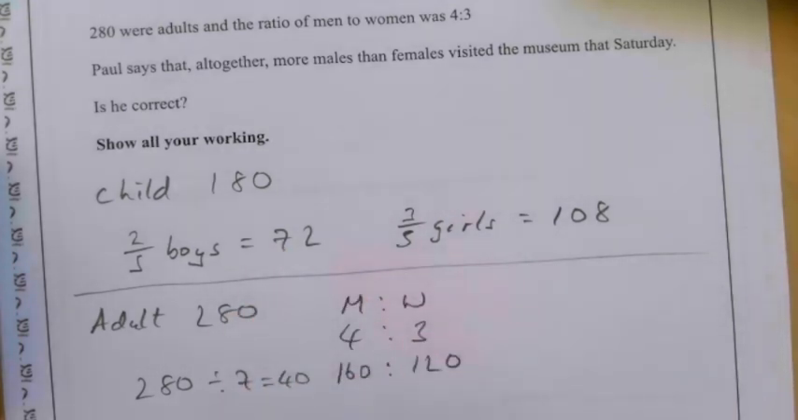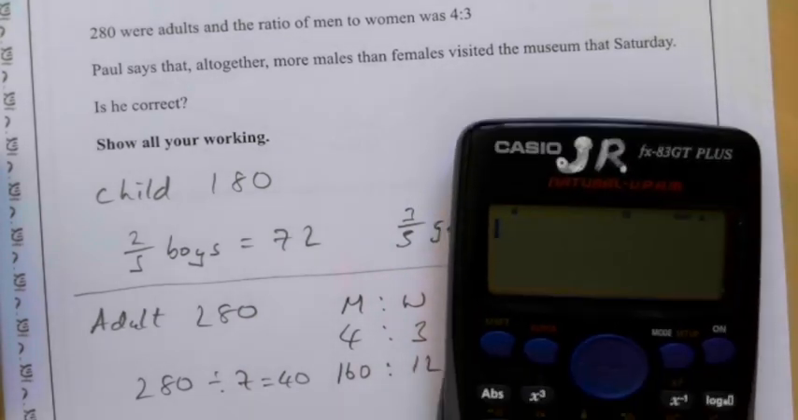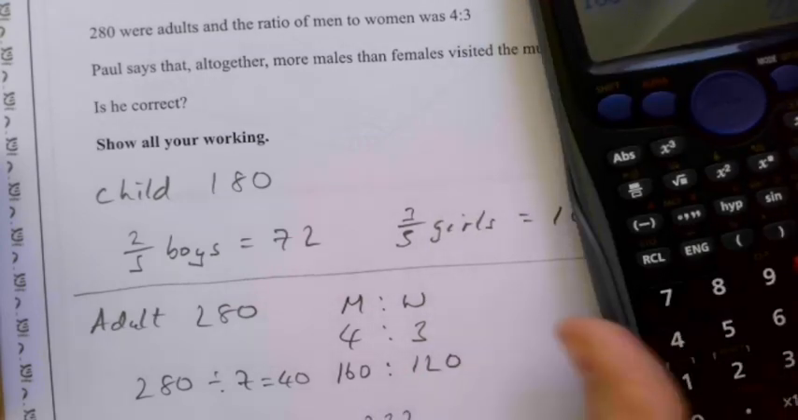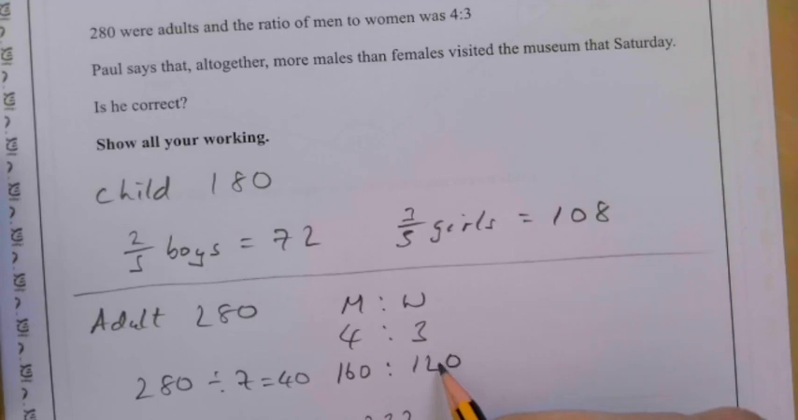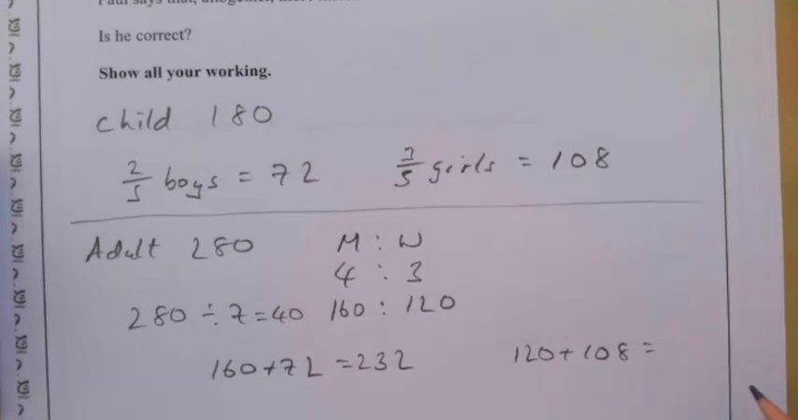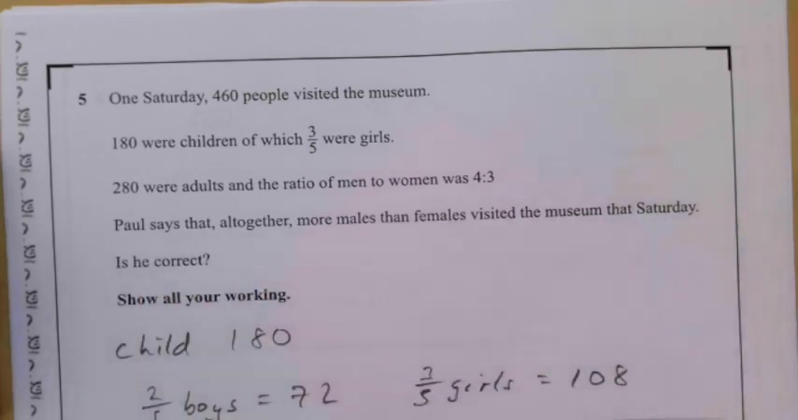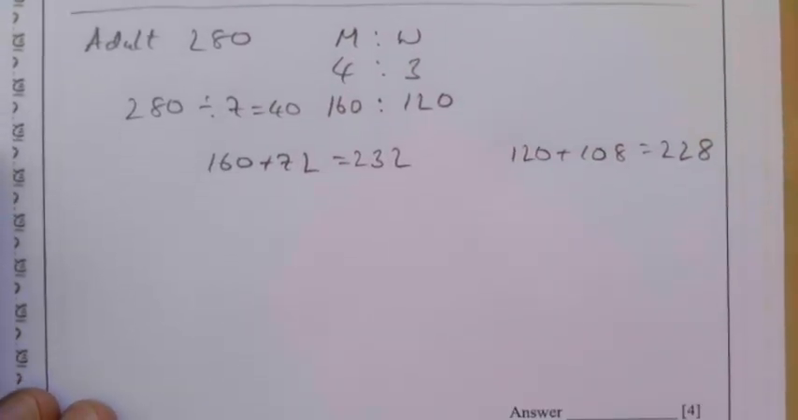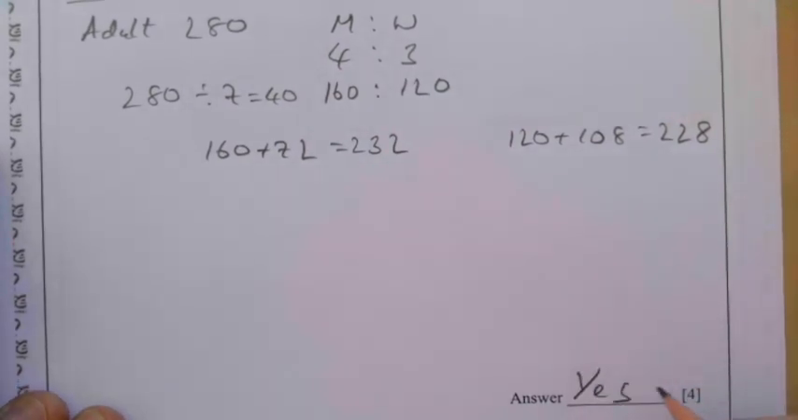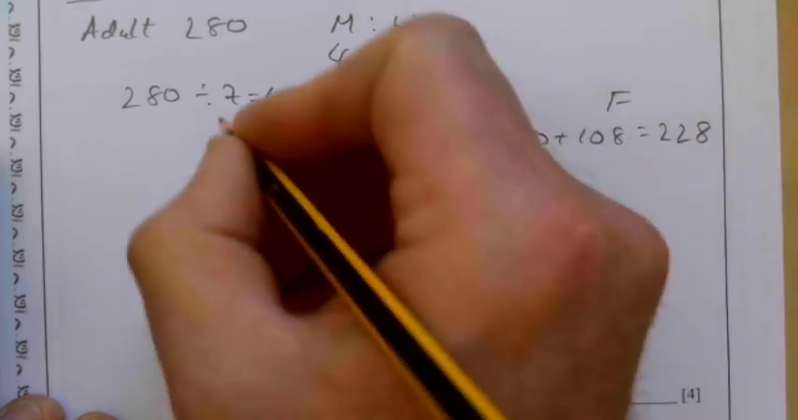So the males then was 160 and 72, which is 232, and then females was 120 plus 108. Sorry, you couldn't see that, could you? Which is 228. Paul says altogether more males than females visited the museum. Is he correct? The answer then is yes. Paul is correct because that's females and that's males.